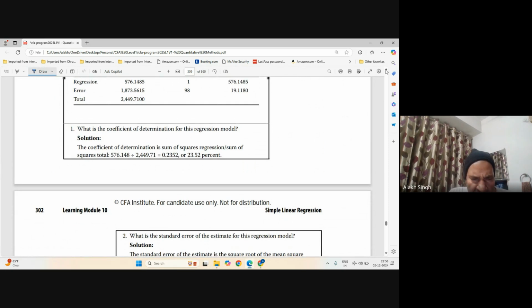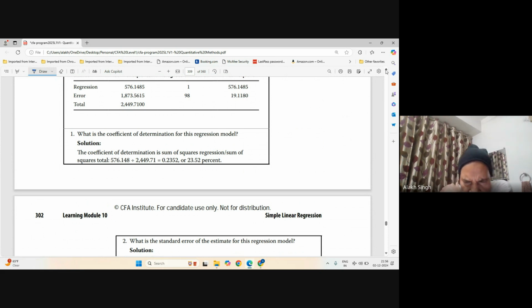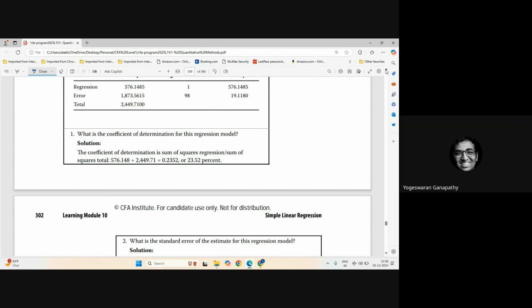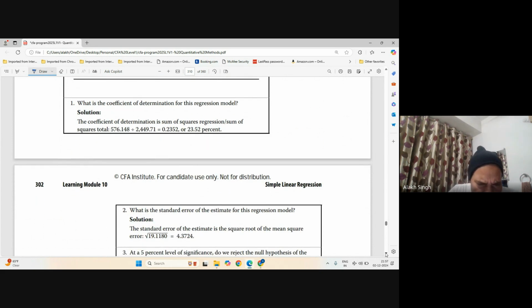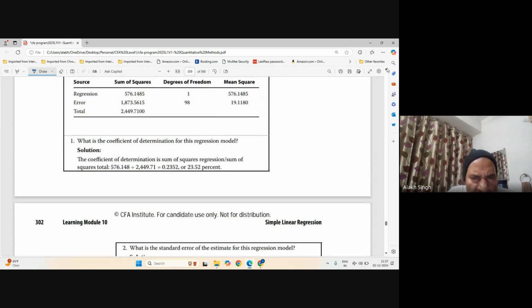What is the standard error of the estimate of the regression model? So root of the total error divided by n minus 1. That will be standard deviation. How much does it come? It is 198, so it will be around 25.